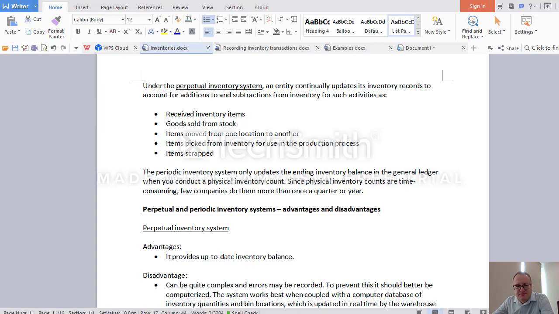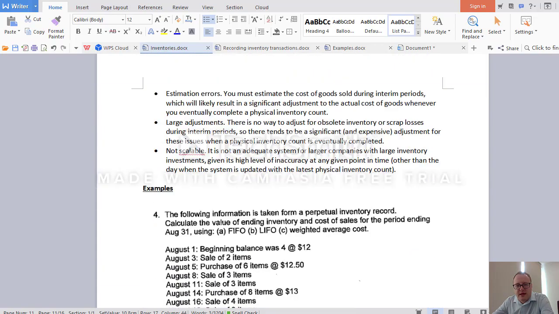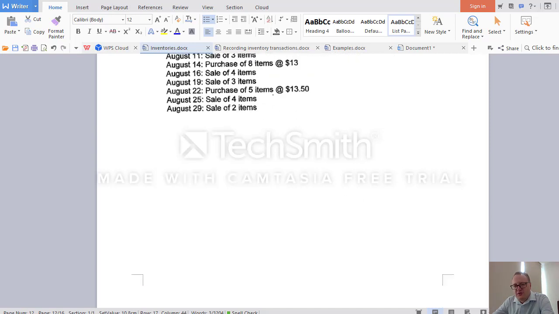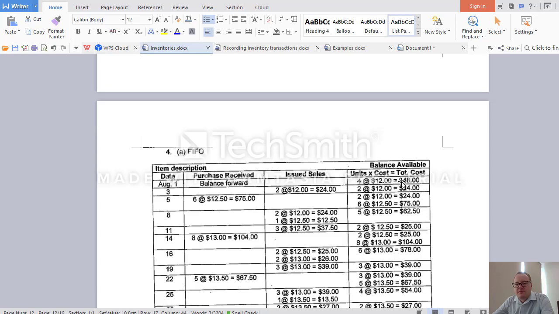So here is the sequence of events. Opening balance, then sale, then purchase, then sale, sale, purchase, sale, sale, and so on. So you need to first put the opening balance. You had 4 items with cost of $12, total cost $48. We look at FIFO first. So then you sold 2 items at $12 cost. Now you are left with 2 items at $12 cost. So 4 minus 2 equal 2.